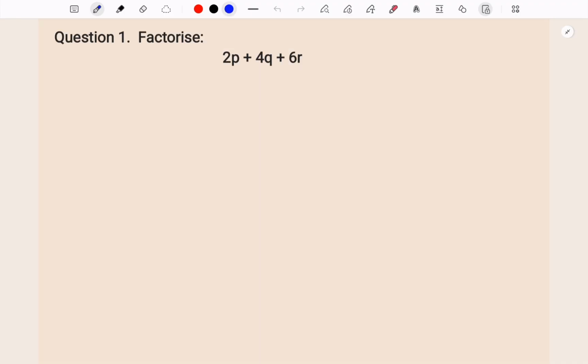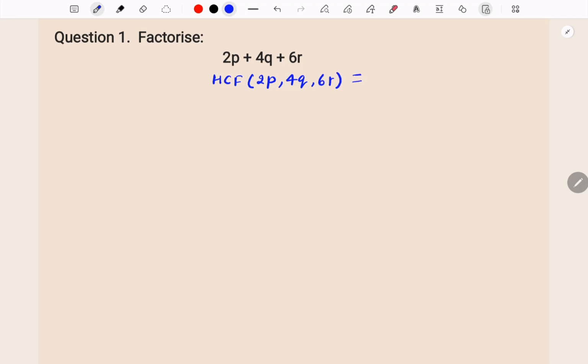Let's solve the first question. Here we need to factorize 2p plus 4q plus 6r. So we need to find the HCF of 2p, 4q and 6r.